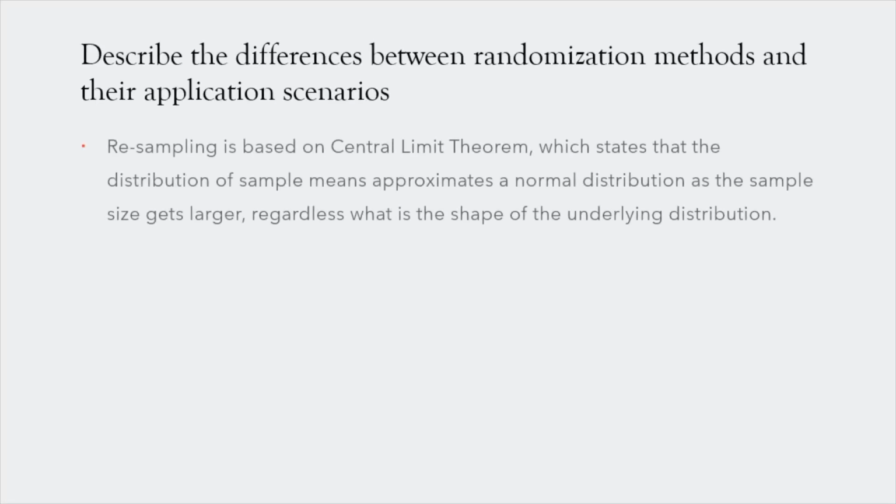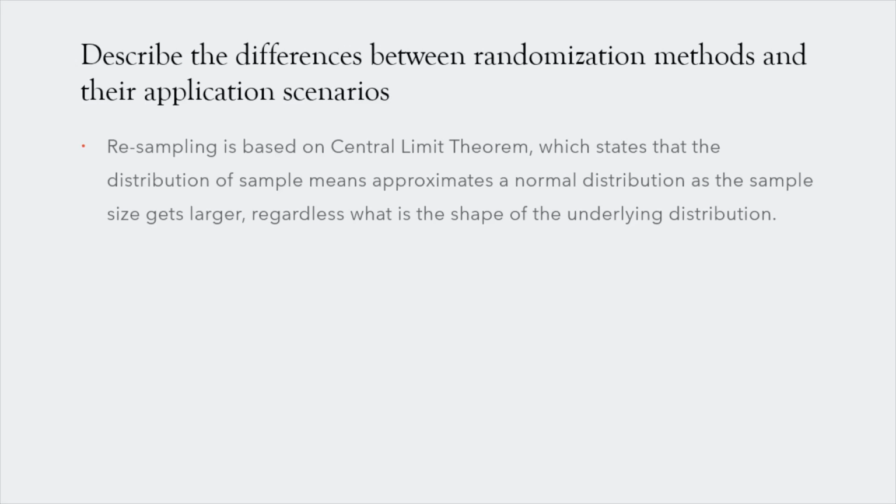We can use resampling techniques to generate multiple R-squares. Resampling is based on central limit theorem, which states that the distribution of sample means approximates a normal distribution as the sample size gets larger, regardless what is the shape of the underlying distribution.